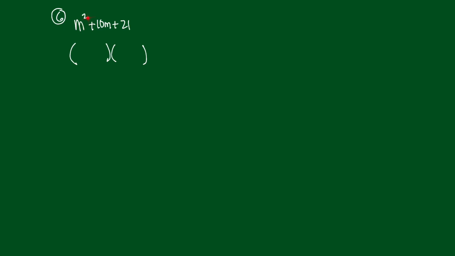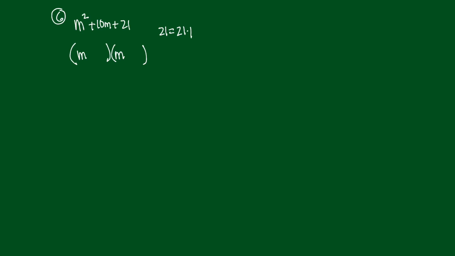Now, this is m squared, so just take half of that exponent, 1, and put m to the first here, m to the first here. Now the question is, what do we put here, and what do we put here? Well, whatever I put here and here, they're going to multiply each other, and they have to come out to 21. But they have to add to 10. So how can you get, just think about this, how can you get to 21? What two numbers can you multiply together to get 21?